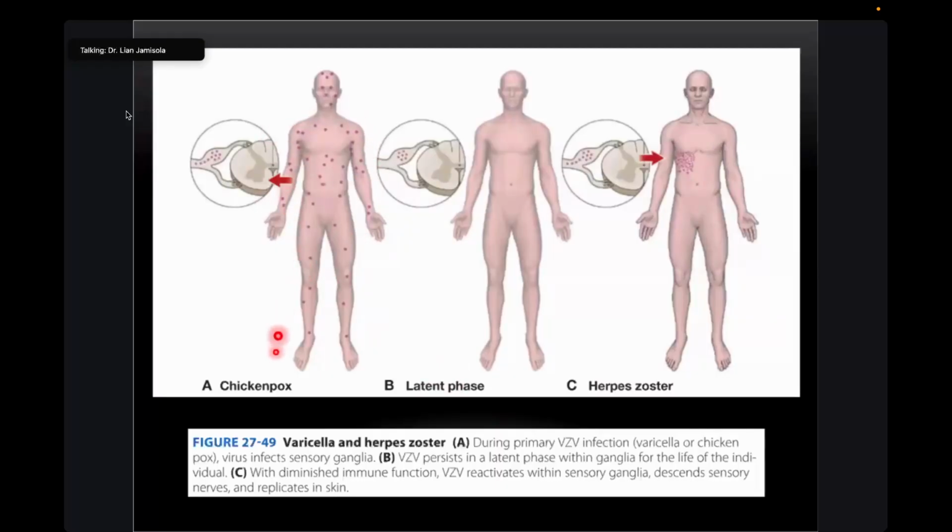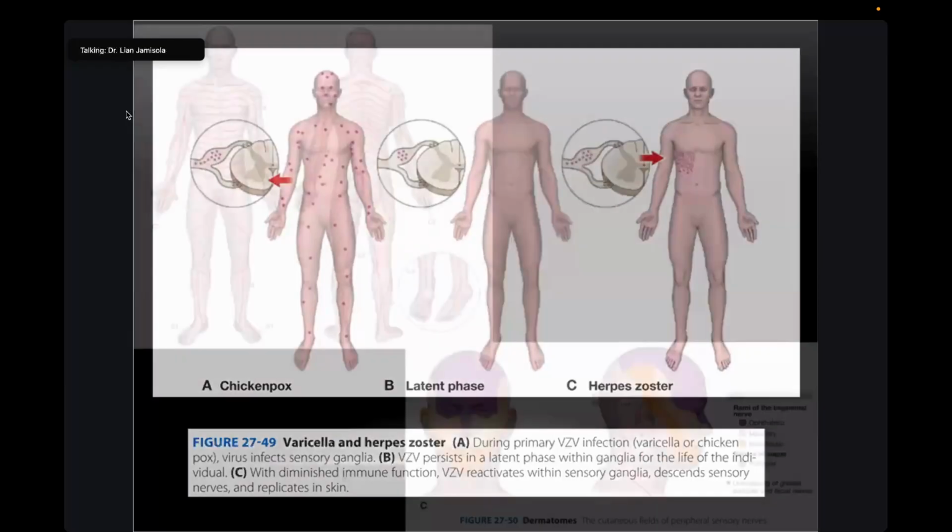This is a picture of your chickenpox, 'di ba? After chickenpox, it will resolve, but your virus lives in your axons. And then it will reactivate. Like here, it's just 2 to 3 dermatomes, and then unilateral.